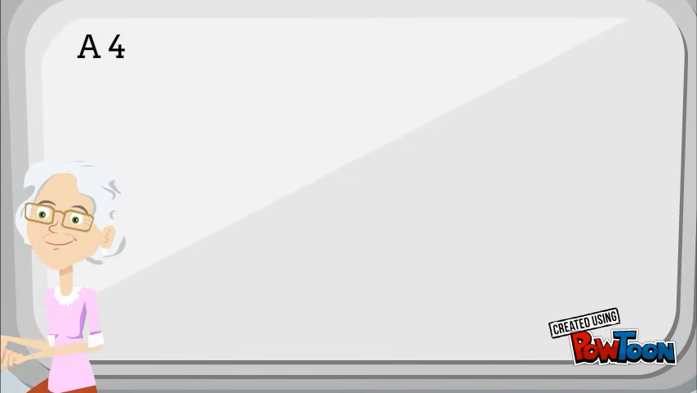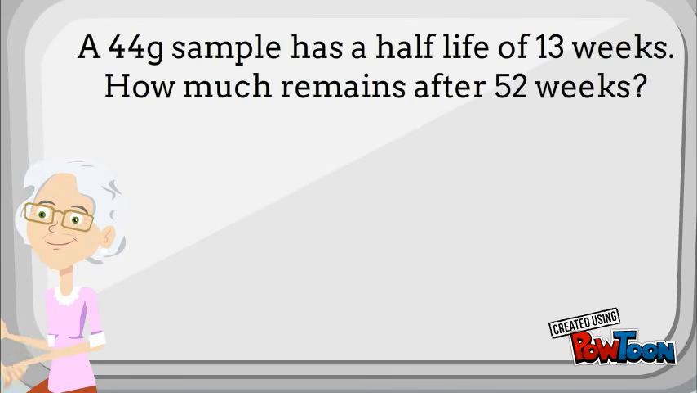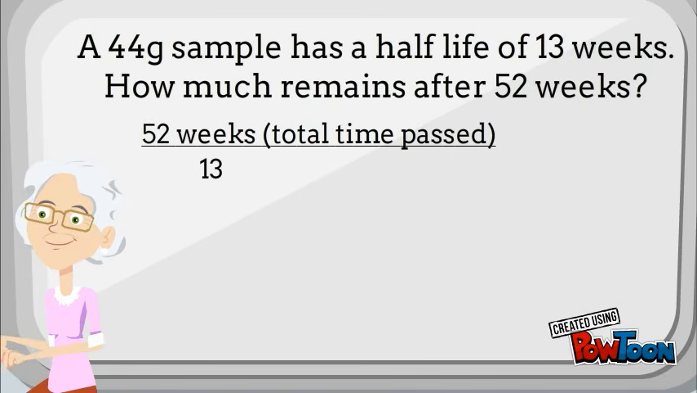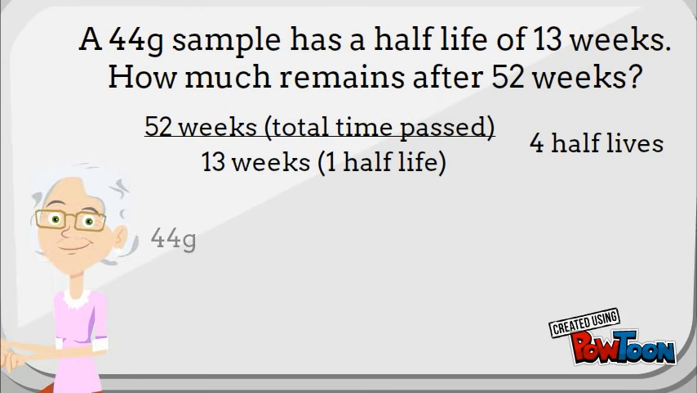So for example, if we have a 44 gram sample with a half-life of 13 weeks, how much remains after 52 weeks? So we're going to take 52 weeks, which is the total time passed, and divide it by 13 weeks, which is 1 half-life, and that's going to give us 4 half-lives. So we have to put this 44 gram sample through 4 half-lives.